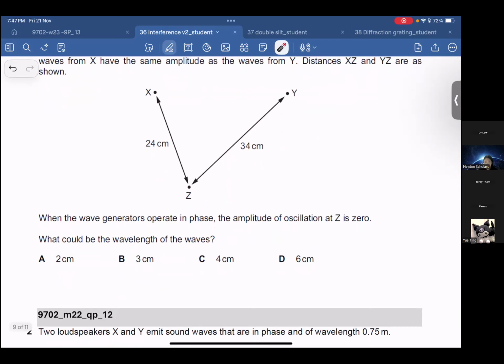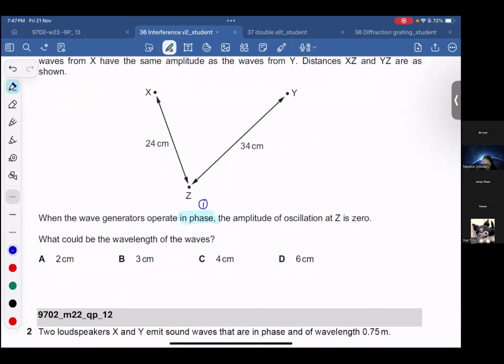Okay, here. That is the thing that I told you. We need to determine at the start, are they in phase? So when the wave generators operate in phase, this is the first point we need to find out: in phase or out of phase. Okay, so this is the first.